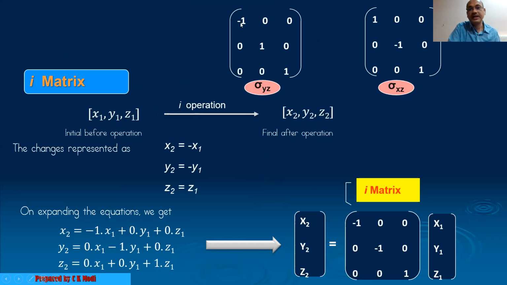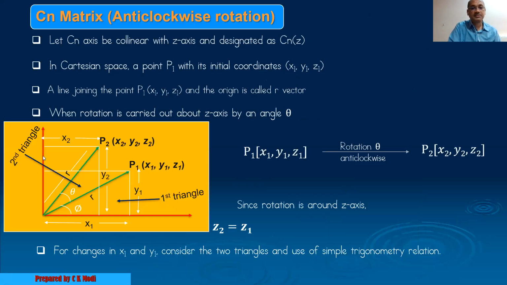And sigma v yz: the y and z axes are situated in the plane. However, x is perpendicular to that plane. Therefore, x2 is equal to minus x1, y2 is equal to y1, and z2 is equal to z1. Therefore, minus 1 0 0, 0 1 0, 0 0 1. This is the matrix for sigma yz. Same way, we can derive the matrix for the I matrix. Here we are least concerned with this matrix, so we just forget about this.